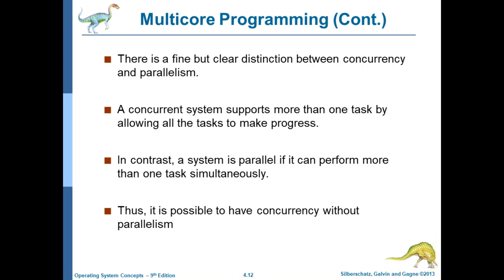Parallelism means that a system can perform more than one task simultaneously. For example, a multi-core processor can run multiple threads on different cores at the same time. This increases the performance and efficiency of the system as more work can be done in less time.